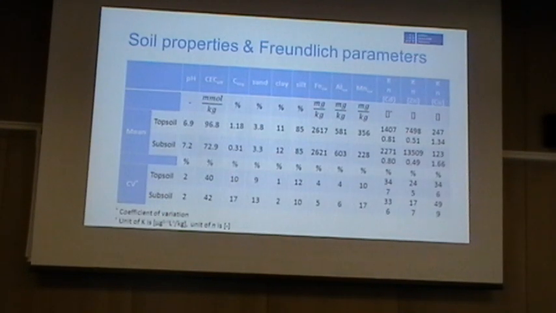In this table, two statistical characteristics for the soil properties and Freundlich parameters are listed: the mean and the coefficient of variation. Due to the high pH, the sorption is also high. For the quantification of variability, the coefficient of variation is very important. As you can see, the soil properties do not vary very much except the CEC. And for the sorption isotherm, K varies much more than N.